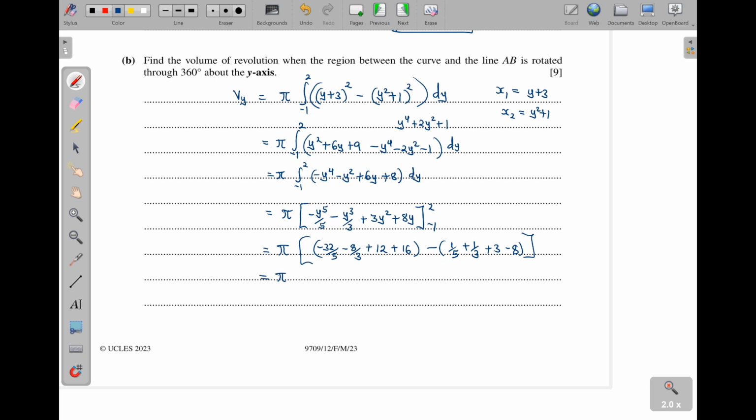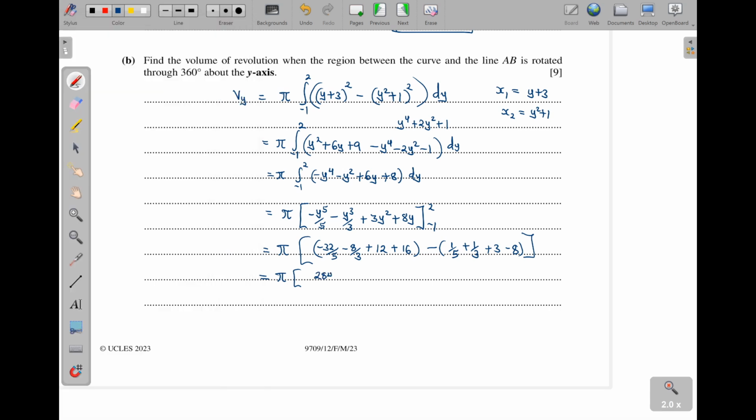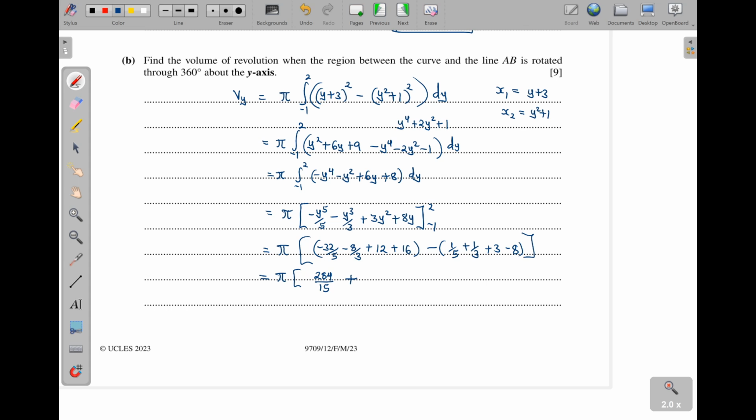So we shall have pi in here. What do we get altogether here? -32 out of 5. Then minus 8 out of 3. Plus 12 plus 16. That is 284 out of 15. Then minus, what do we have here? 1 over 5 plus 1 over 3 plus 3 minus 8. That is -67 over 15. But a negative and a negative, that one becomes a positive. So I'll put plus 67 over 15.